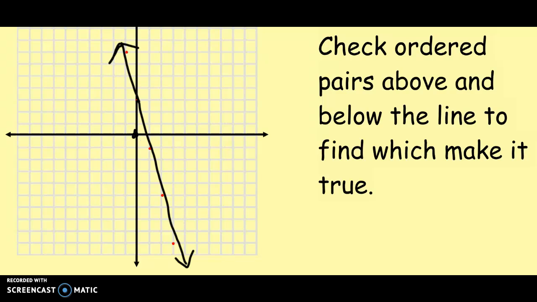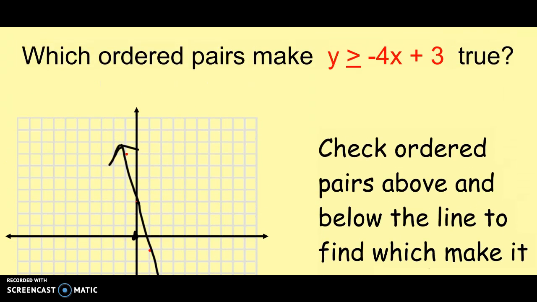Okay. So we're going to check 0, 0. Is that going to be part of the solution? All right. So I'm going to put 0 in for y. And I'm going to put 0 in for x.